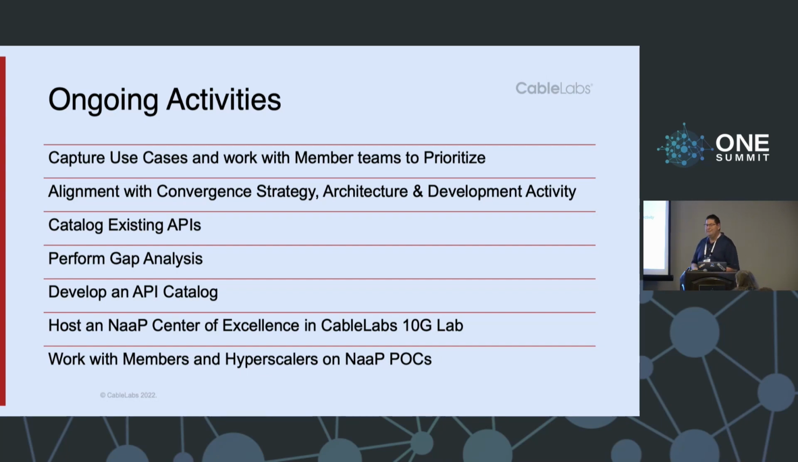So for some of the ongoing activity, we're still looking at capturing more use cases. A lot of these are being driven by our members, as well as some vendors we're working with. We're really trying to align the convergence strategy, architecture, and development. So kind of looking at, what does that network look like? What elements do we need? As well as actually running it, because we're all open source, and we all want to see running code before we believe anything works.